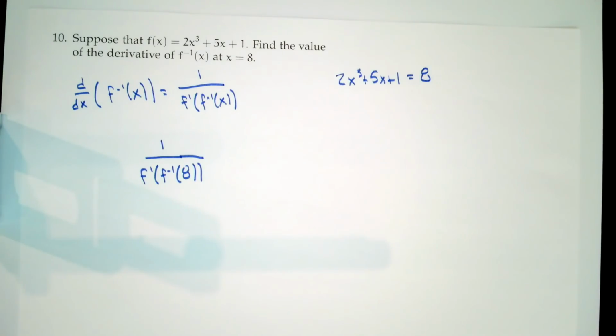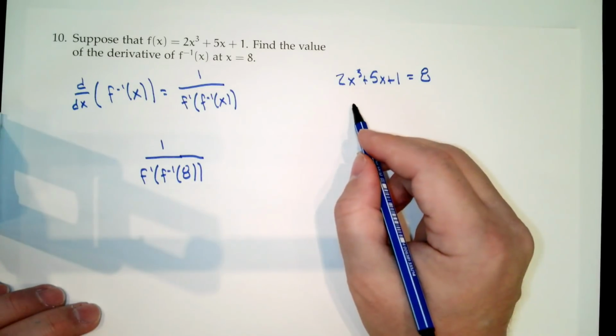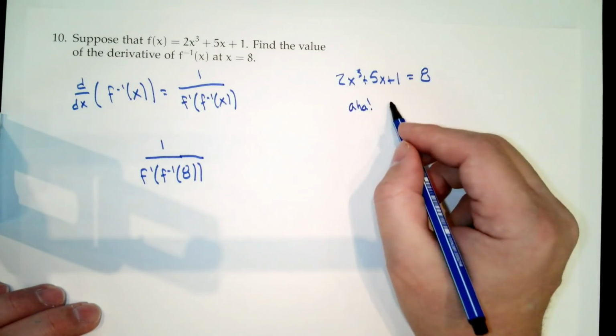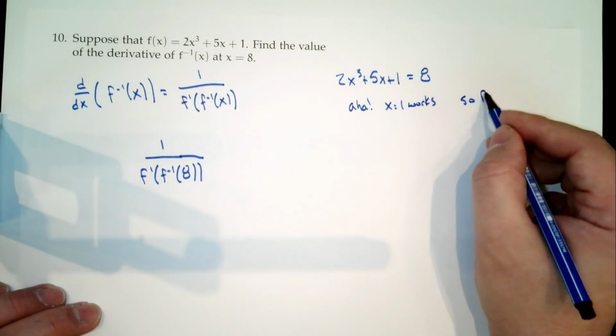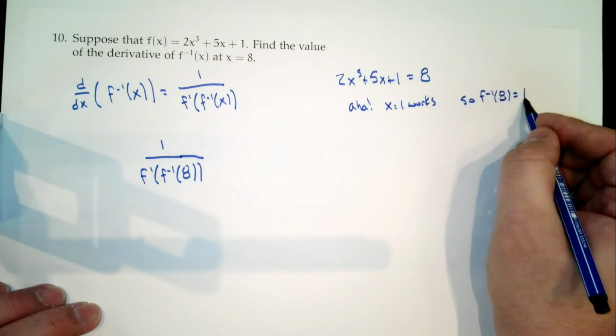Now, in case you're wondering, is it okay to guess? The answer is yes. Guessing is actually a pretty good tool in mathematics. We make it sound like it's a terrible thing, like you should never guess, but really, guessing is great. Do you see a nice choice for x? Yeah, 1, because 2 plus 5 plus 1 equals 8. And we can even say, x equals 1 works. So we have that f inverse of 8 is 1.